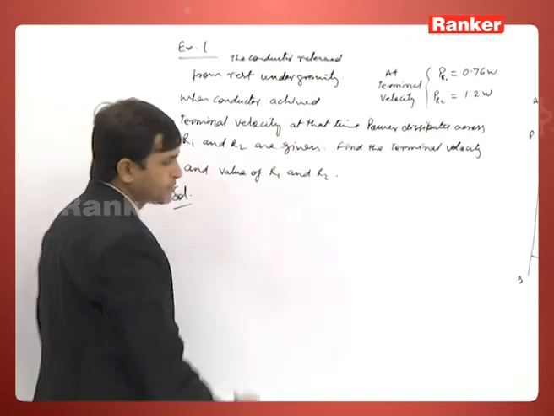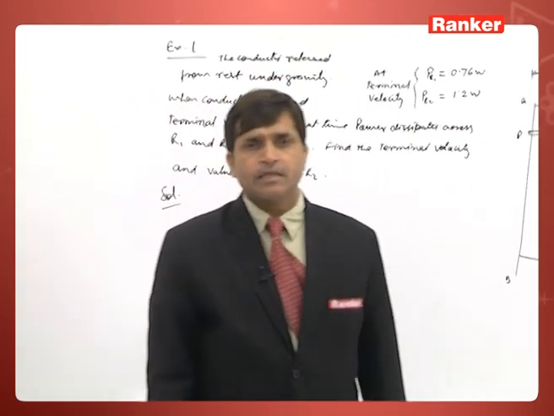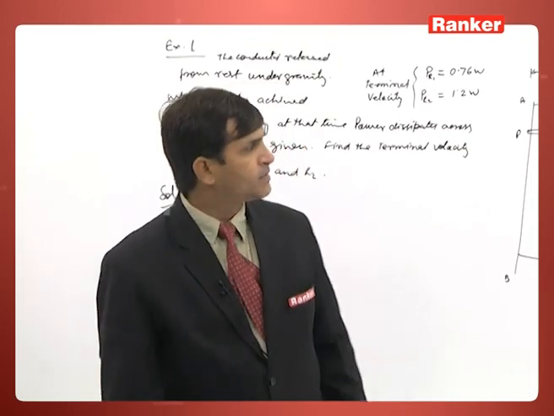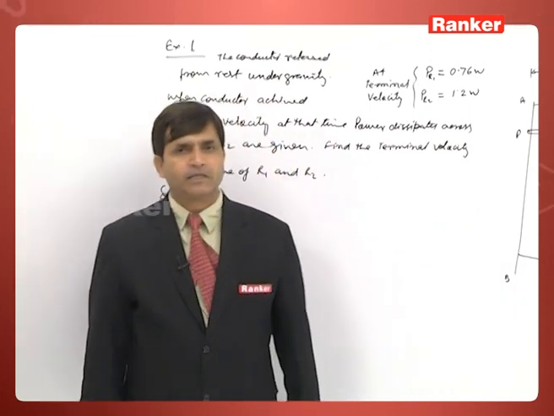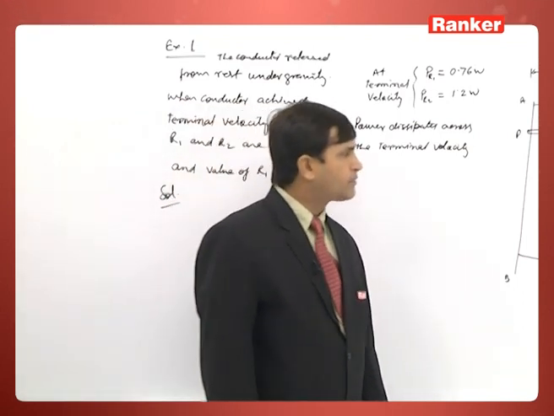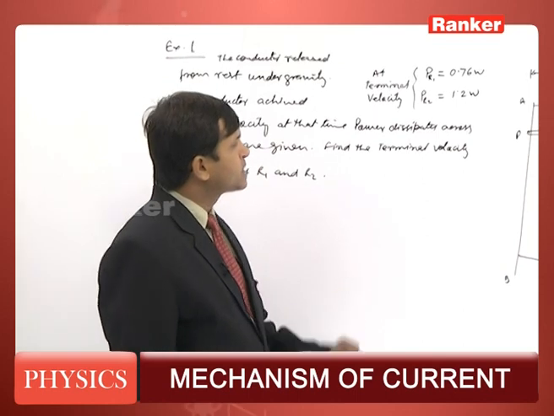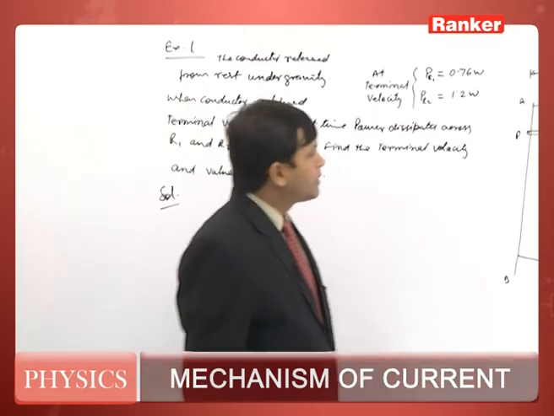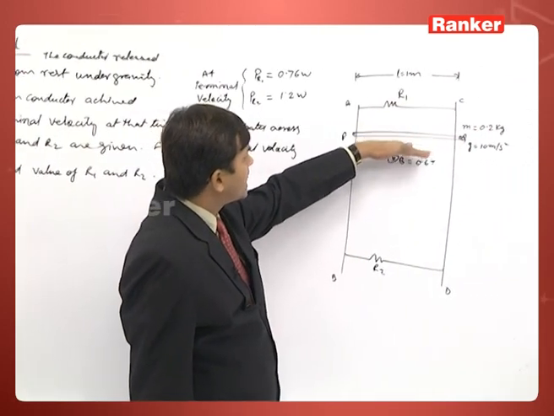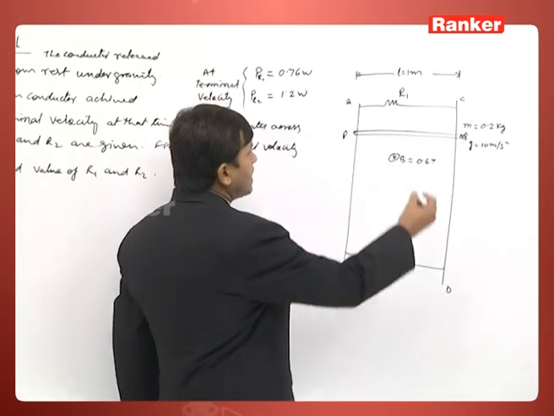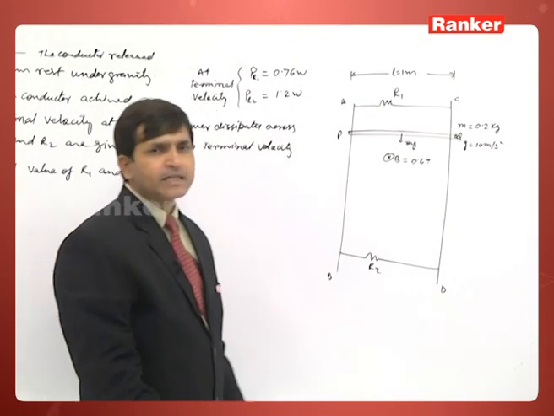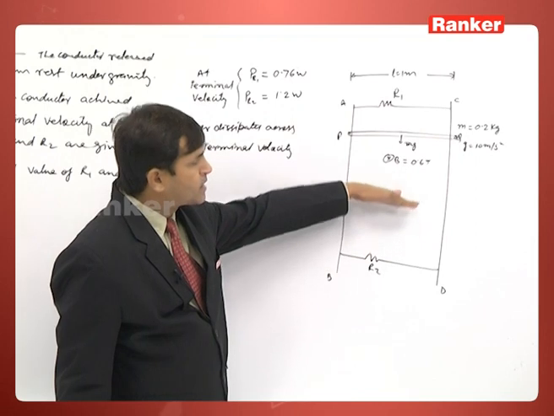So first of all, as I said, the meaning of terminal velocity. Terminal velocity can be said to be the final velocity. Final velocity means there is no further change in the velocity. No further change in the velocity means the net force on it is 0. So first of all, we will check it. What are the forces acting on the conductor PQ? As soon as it is released from rest, at that moment only mg is acting downward. The gravity is acting, and under the effect of gravity it starts coming down.